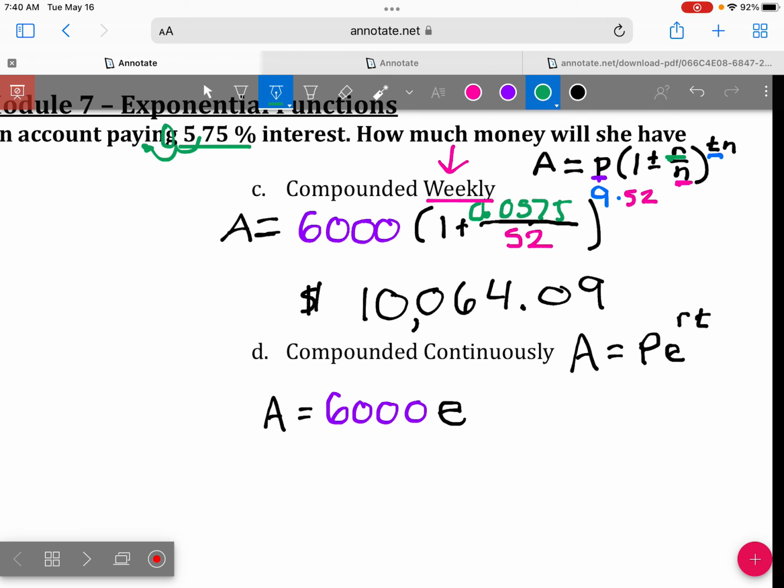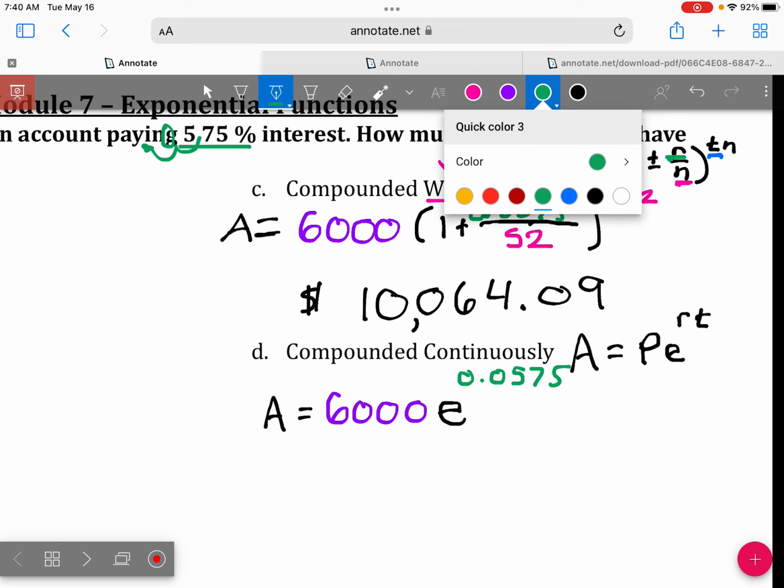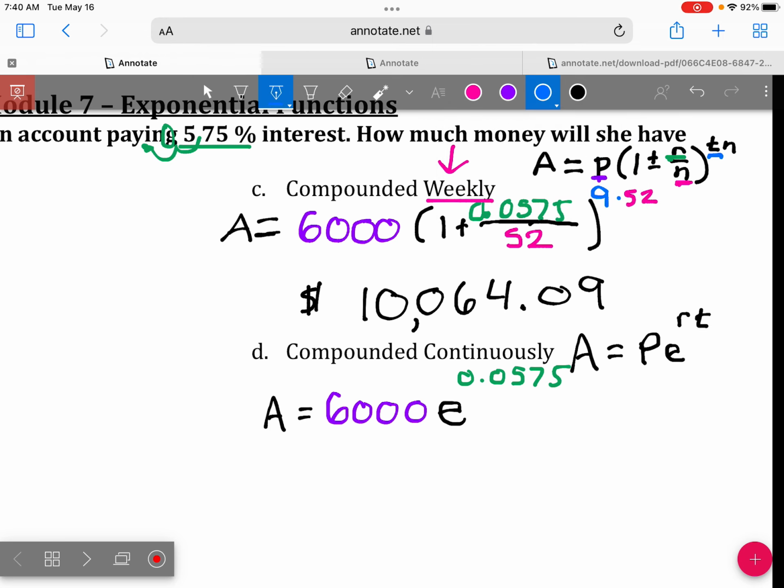It's the same rate as before, and we still put it as a decimal, 0.0575. And our T is the same T. She's still talking about 9 years times 9. So it's the same pieces. They're just in a slightly different spot. And again, to go for that value, we go to the calculator again.